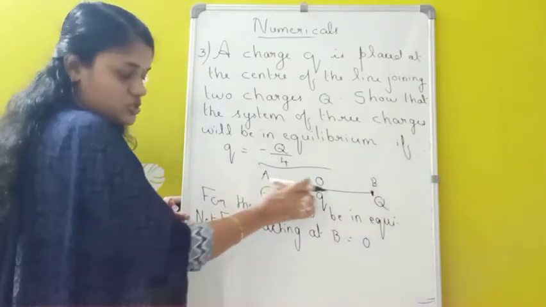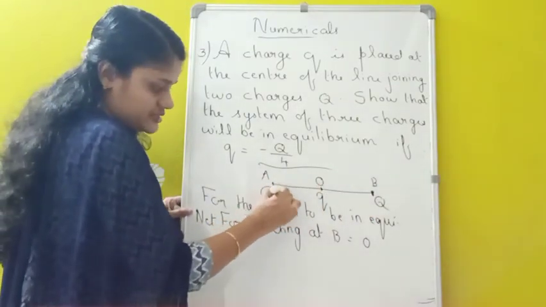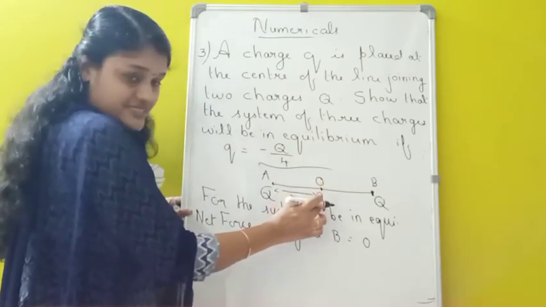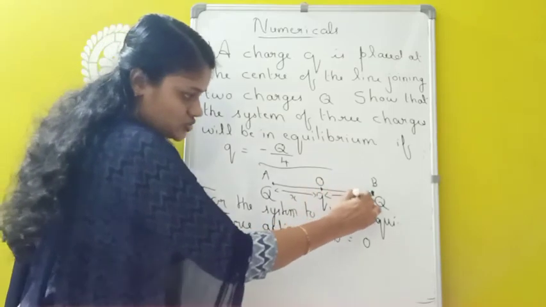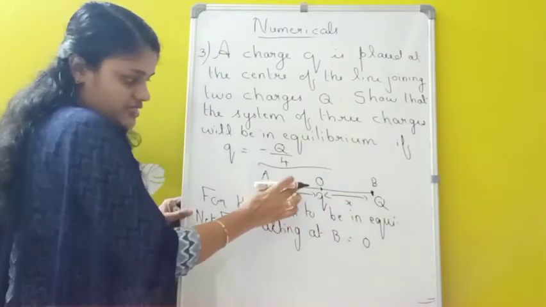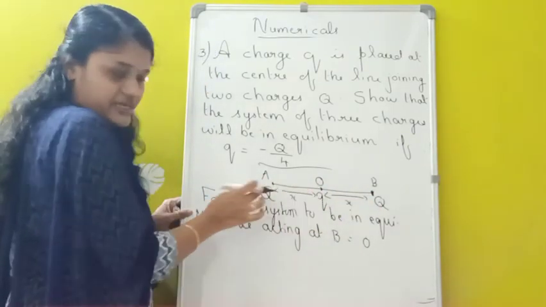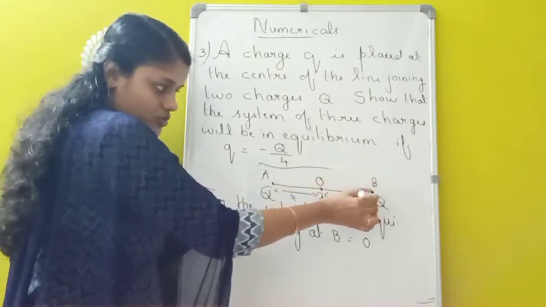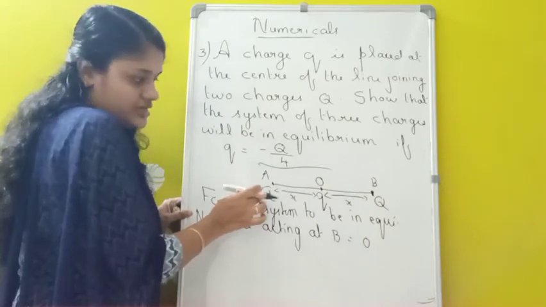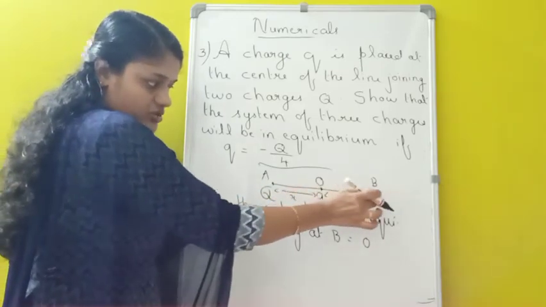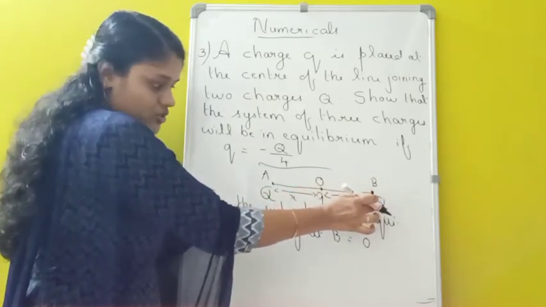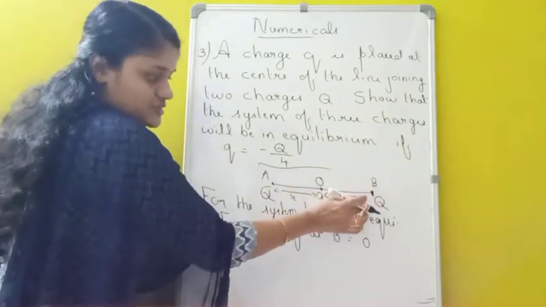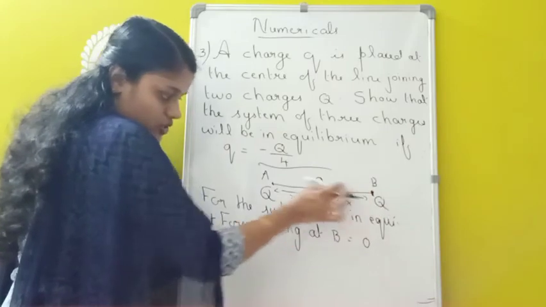So here we have another 2 charges. Suppose I am taking this distance as x. We are keeping this small q at the center. That means this distance is also x. So here we have 2 other charges, small q and capital Q. We have to find the force acting on this capital Q due to this charge, and similarly the force acting on this capital Q due to this small q.